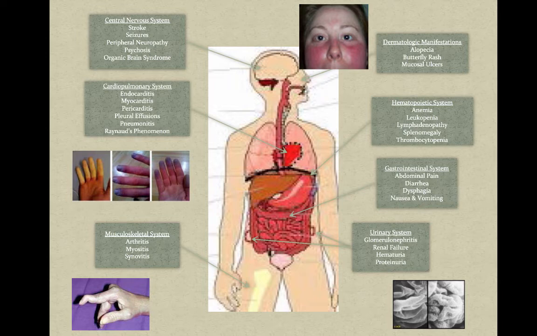Raynaud's phenomenon is paroxysmal vasospasm of the digits of the fingers and the toes sometimes, and there's decreased blood flow to fingers and toes on exposure to cold, followed by cyanosis, which is a bluish color of the skin as the hemoglobin releases oxygen to the tissues, and then erythema during rewarming. It's very common because, again, you're talking about blood vessels that are being affected.